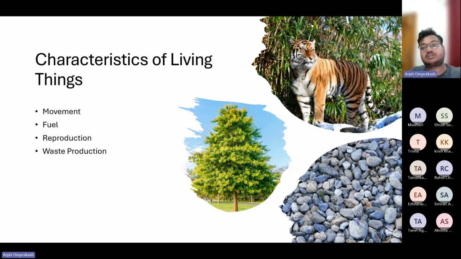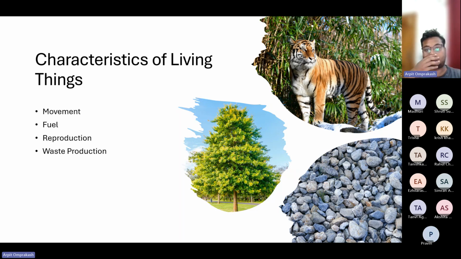Right. The third thing that can be a defining characteristic of living things is reproduction. All living things reproduce to produce progeny. And the fourth thing is waste production. The fuel that you use, for example any food that you eat or the oxygen that you intake, is metabolized and gives you energy, but at the same time produces waste products such as carbon dioxide or, for example, birds produce uric acid, which they excrete out, and things like that.